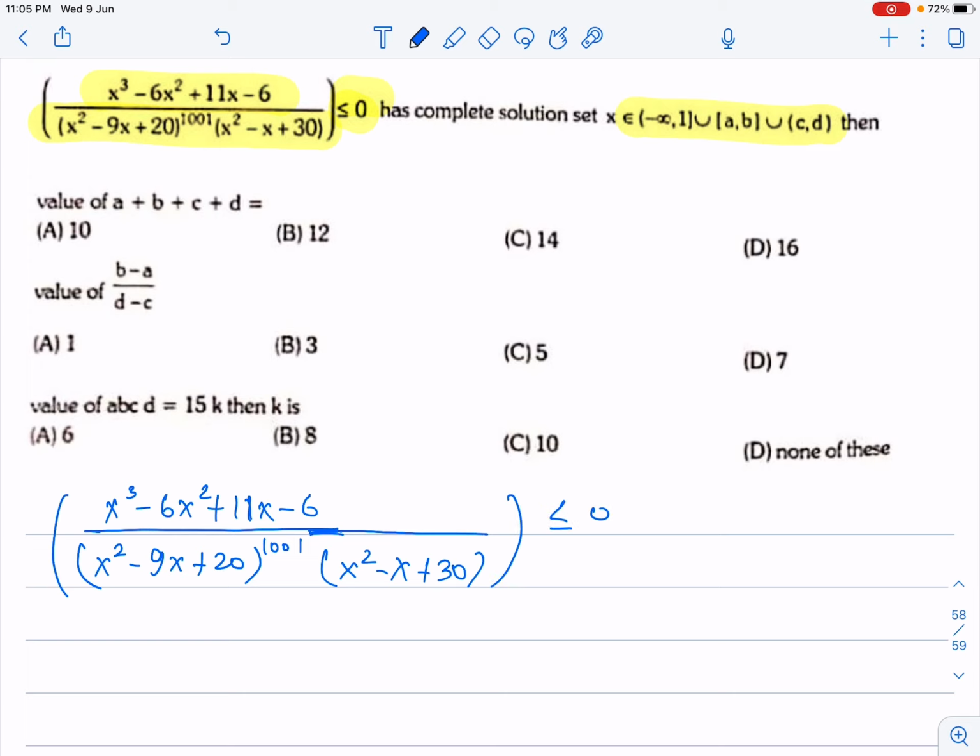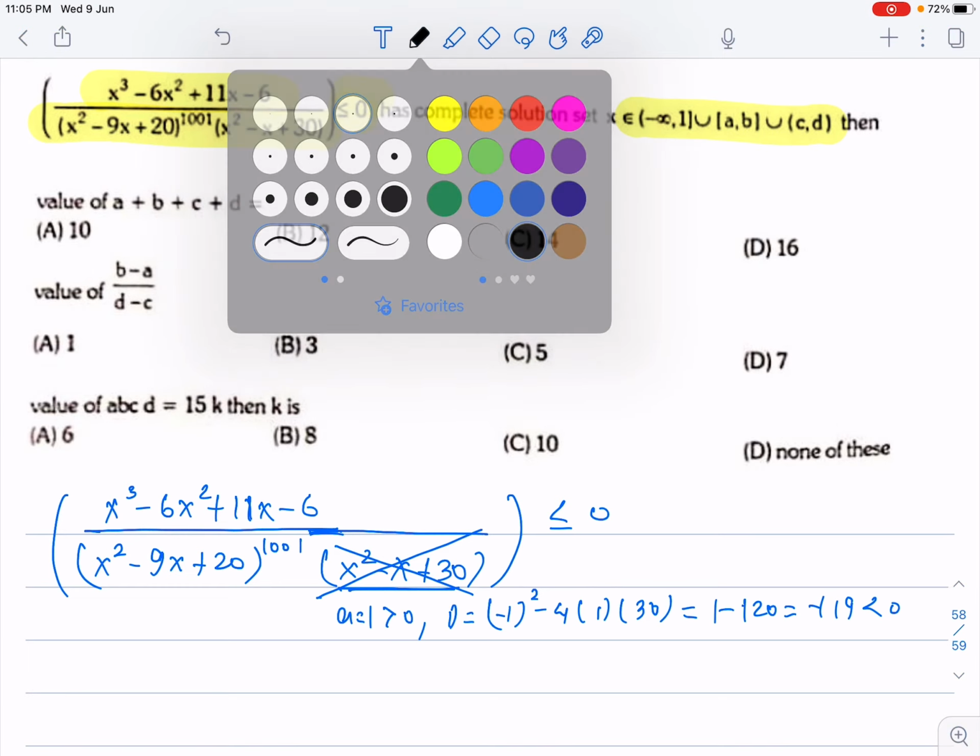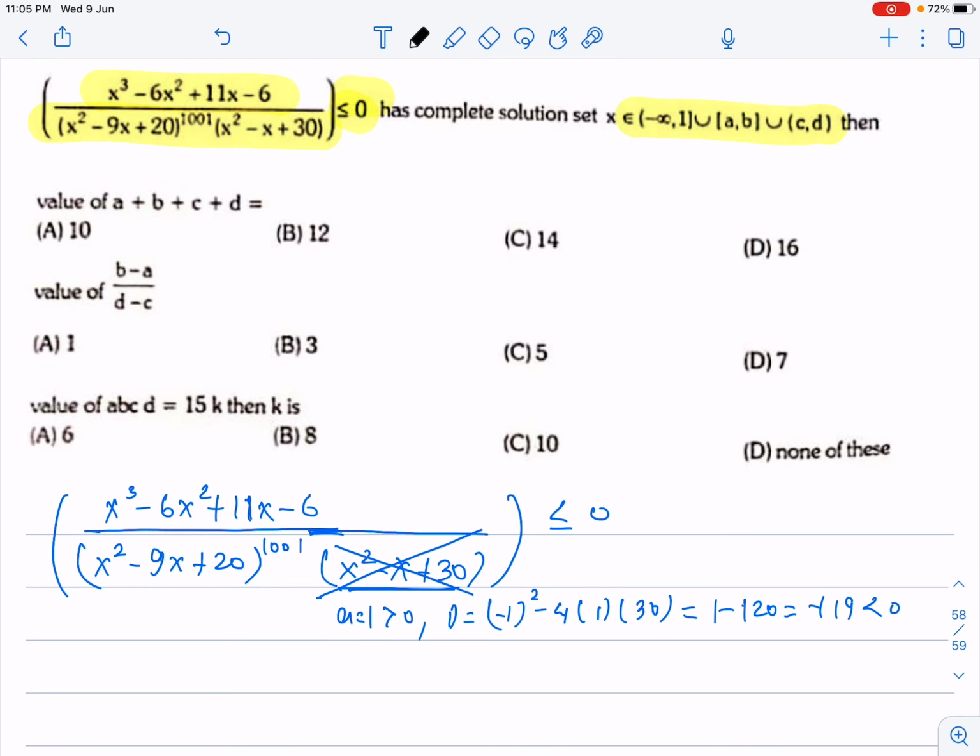Now my dear students, let's see this quadratic. The a value of this quadratic is 1, which is greater than 0, and the discriminant of this quadratic is minus 1 the whole square minus 4 multiplied by 1 multiplied by 30. That is 1 minus 120, that is minus 119, which is less than 0. So this quadratic will always be positive, and multiplying by a positive quantity on both sides of the inequality will not shift the inequality. So I can kill this quadratic. Hope you got my point.